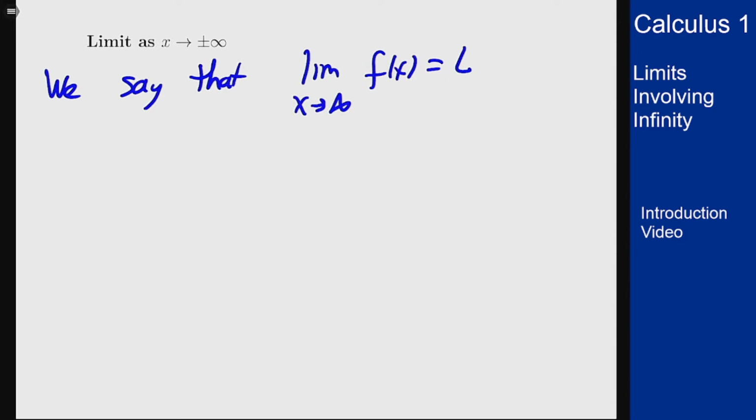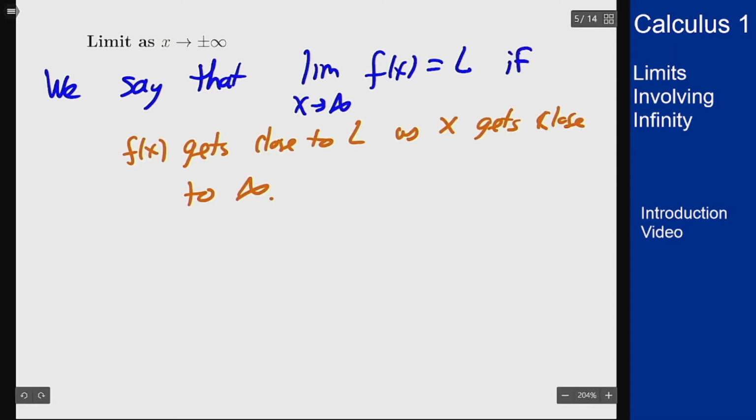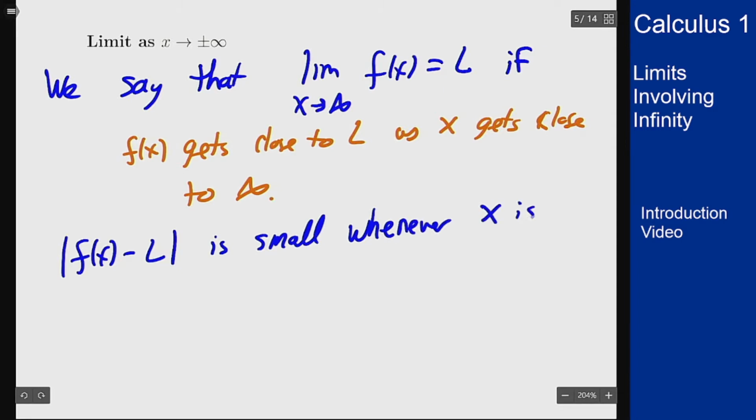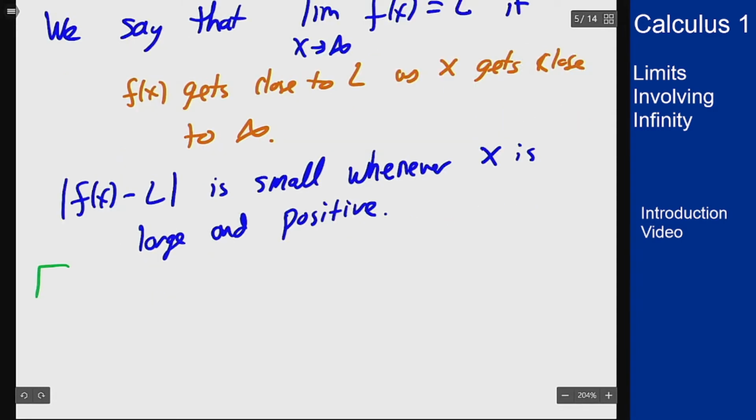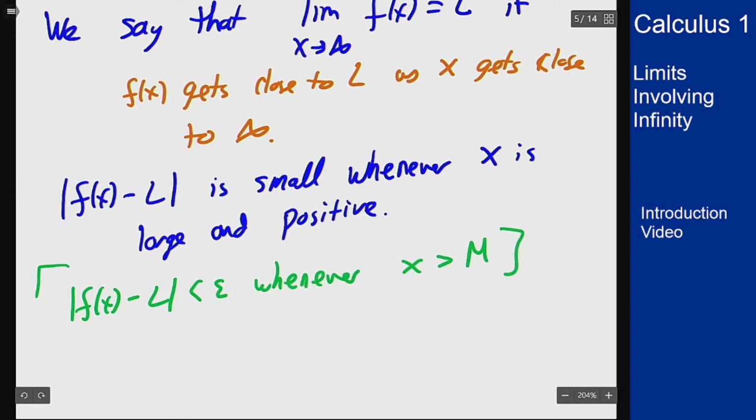So to relate this to our normal idea, we want to say f of x gets really close to L as x gets close to infinity. But what does that mean? Well, it means that f of x minus L is small whenever x is large and positive. As a side note, in terms of epsilons and deltas, the idea would be that the absolute value of f of x minus L is less than epsilon whenever x is bigger than some capital M, and my tolerance here is how big is M as opposed to how small is delta. But if you have not seen that, you can ignore that point.